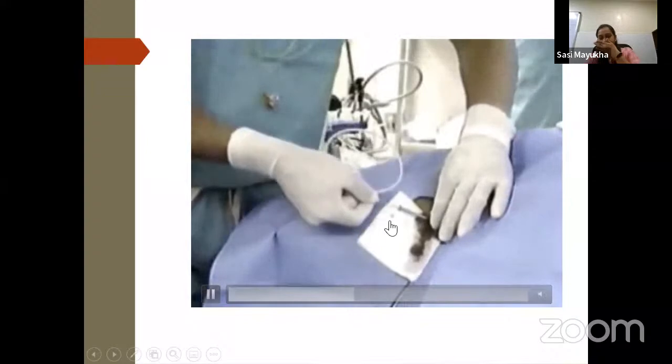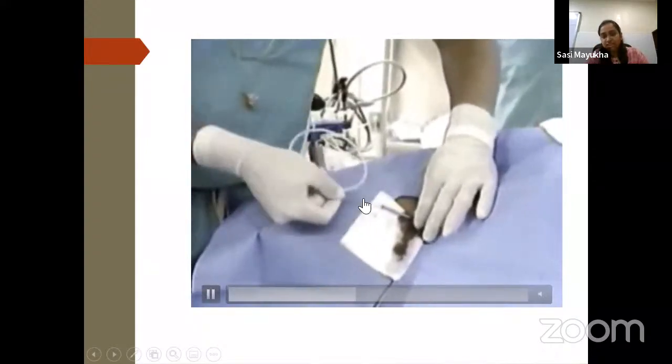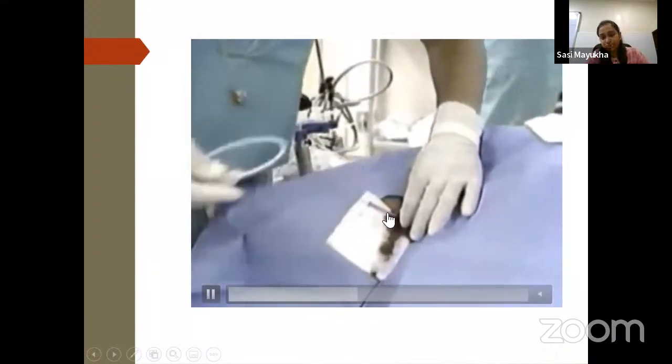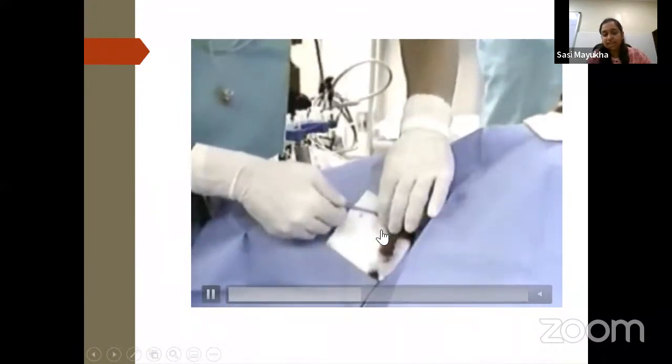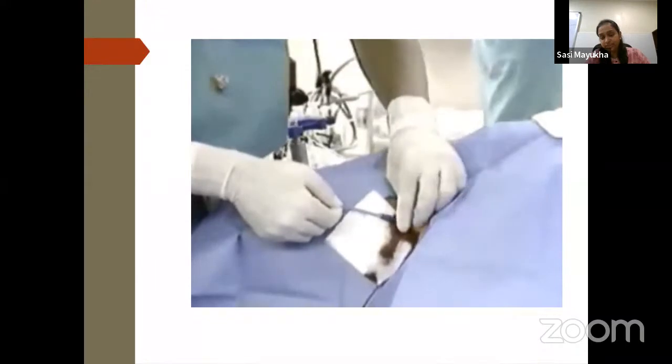So here you can see after the needle is placed, they're threading the guide wire through this needle. After they've threaded the guide wire, they are removing the needle.